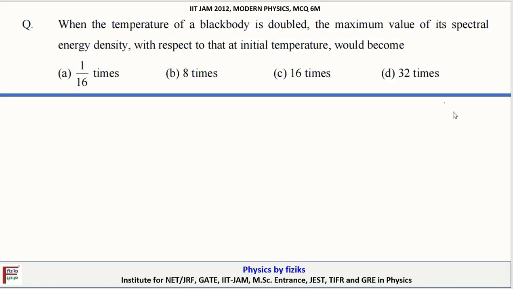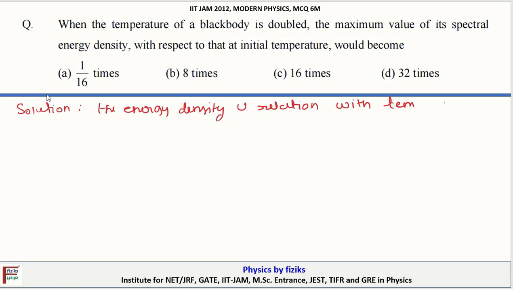When the temperature of a black body is doubled, the maximum value of its spectral energy density with respect to that of the initial temperature would become. Solution. The energy density U in relation with temperature is given by U is equal to A T to the power 4.